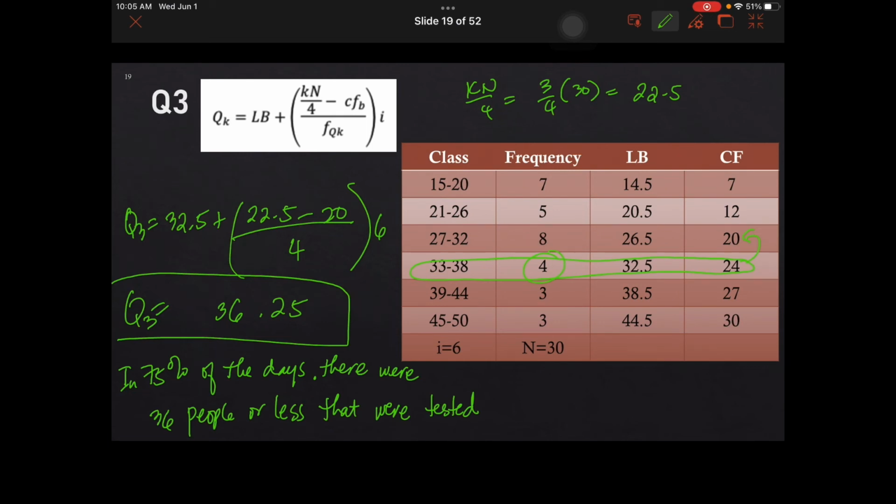Or kung gusto nyo naman, pwede nyo gamitin yung reverse naman yan. Pag sinabi nating reverse, ito, yung 25%. Okay? Ilan yung na-test? In 25% of the days, more than 36 people were tested. So you can also include this in your interpretation.